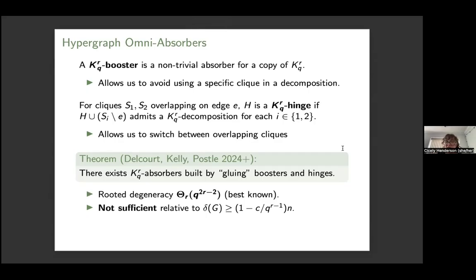Unfortunately, the rooted degeneracy is simply not sufficient for the minimum degree threshold that we're going for in our theorem. And it's the best minimum degree threshold known. So unfortunately, rooted degeneracy is just not going to cut it to embed these absorbers. Instead, we take some inspiration from the structure of these absorbers themselves.